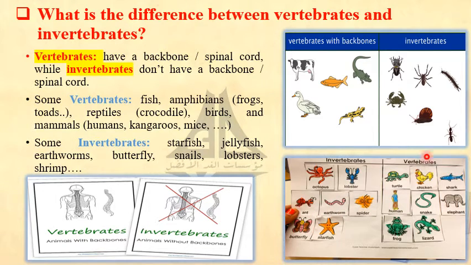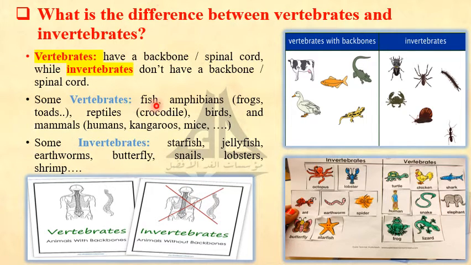And with respect to the vertebrates, we can start by us. We have a backbone, we have a spinal cord, and other animals: turtle, chicken, shark, elephant, snake, lizard, and frog. All these, they have a backbone or spinal cord. Look here, this figure is showing you the backbone, the spinal cord. The vertebrates, they have a backbone, while the invertebrates, they do not have a backbone.